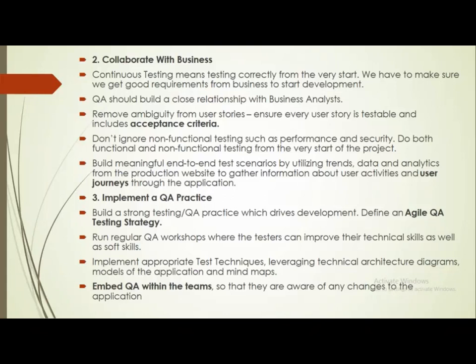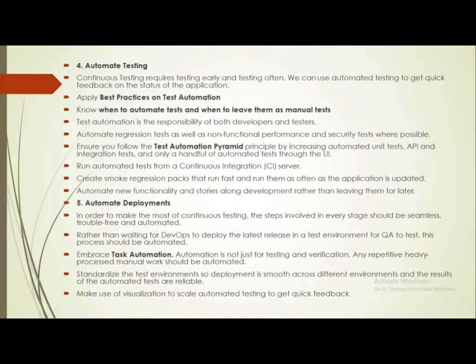Third is implement a QA practice. We should build a strong testing or QA practice which drives development. Define an agile QA testing strategy. Run regular QA workshops where the testers can improve their technical skills as well as soft skills. Implement appropriate testing techniques leveraging technical architecture diagrams, models of the application and mind maps. Embed QA within the team so that they are aware of any changes to the application.